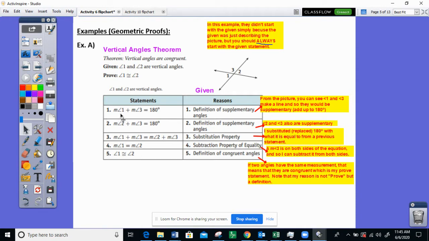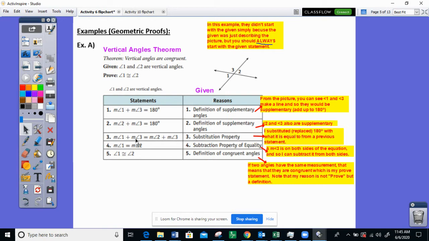So we know that the measure of angle 1 plus the measure of angle 3 is 180 degrees. How do we know that? Well, we know that because of the definition of supplementary angles. From the picture, we can see that angle 1 and angle 3 make a line, therefore they are supplementary. Using that logic, we can also see that angle 2 and angle 3 have measures that add up to 180 degrees. That's also because of the definition of supplementary angles. So combining these two equations together would give us a new equation.